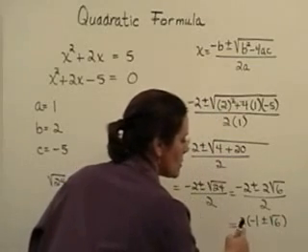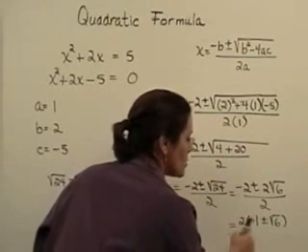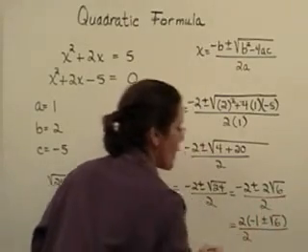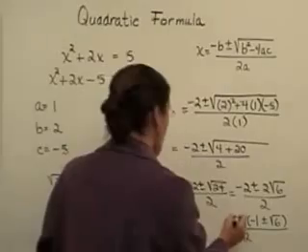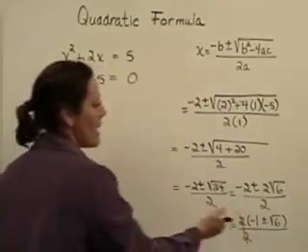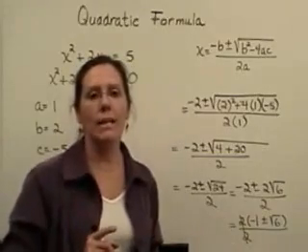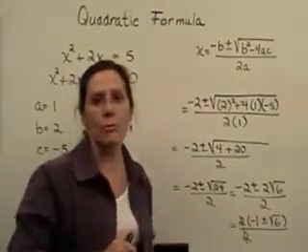Just distribute this and check it. 2 times the negative 1 is a negative 2, and 2 times the square root of 6 is 2 times the square root of 6. That's all over this denominator of 2, and so I'll remove these factors, and what I have left is a negative 1 plus or minus the square root of 6. That's my simplified answer. I have to be sure to reduce that before I'm done.